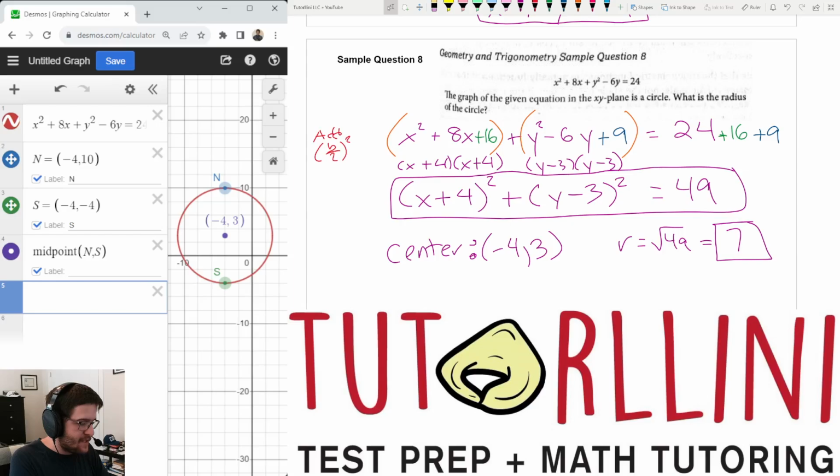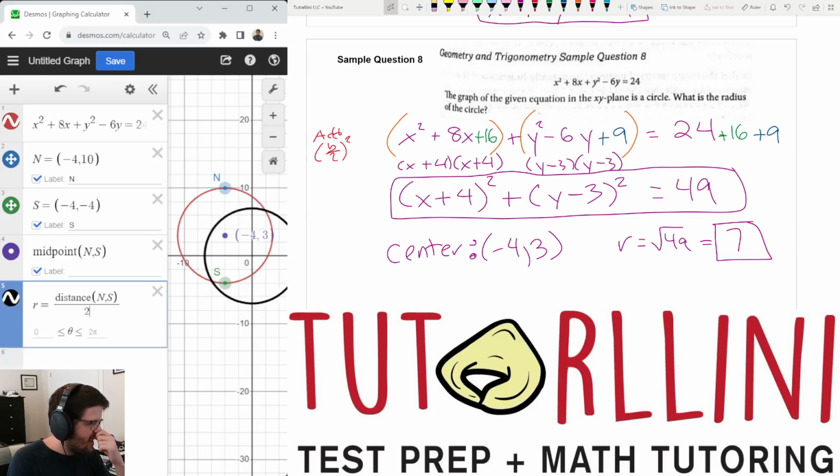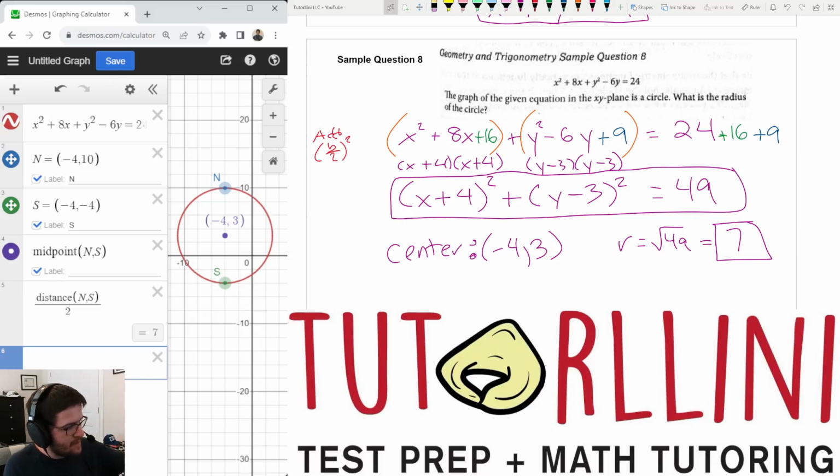And then the radius is the distance between the two of them, which is the diameter, and we divide by 2 to get the radius. I think it doesn't like that I called that r, so why don't I just get rid of that? Okay, so the distance between the two of them is 14, the diameter, and then you divide by 2 to get the radius, and you get 7.